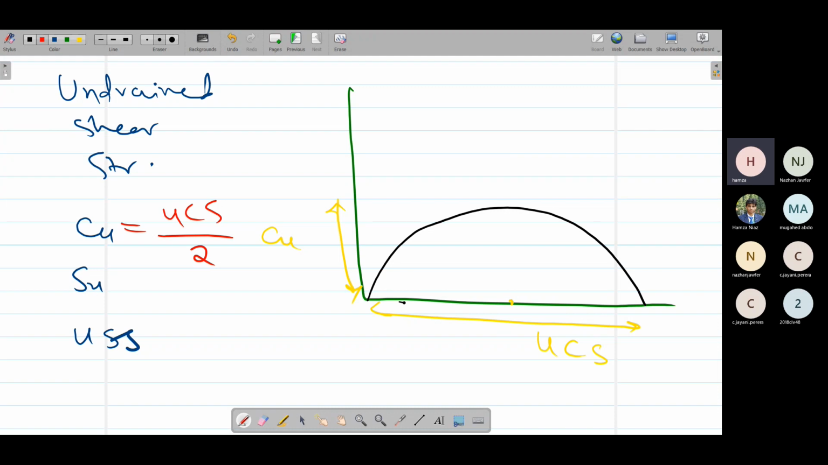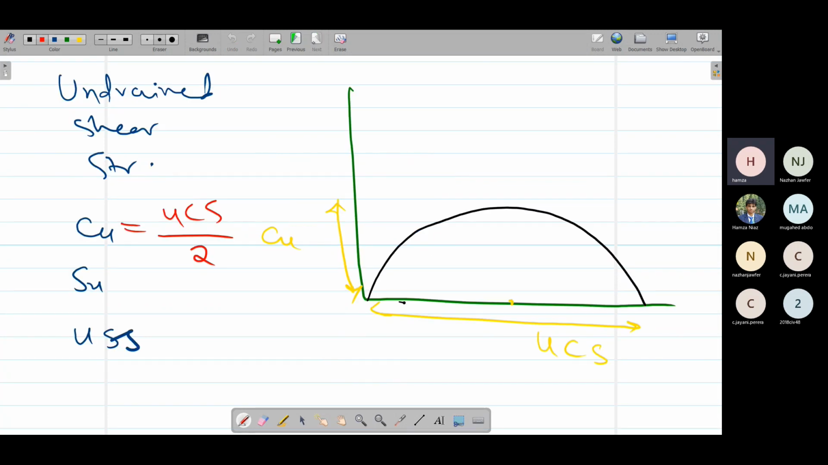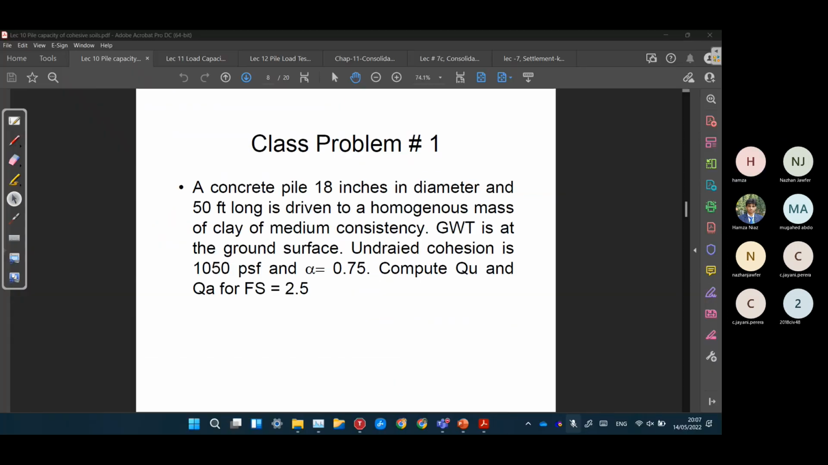Otherwise, if they are given undrained shear strength, that is simply Cu. So shear strength is simply Cu. The compressive strength divided by 2 is Cu. Alright, just keep this in mind. So simply use this value and get the answer.